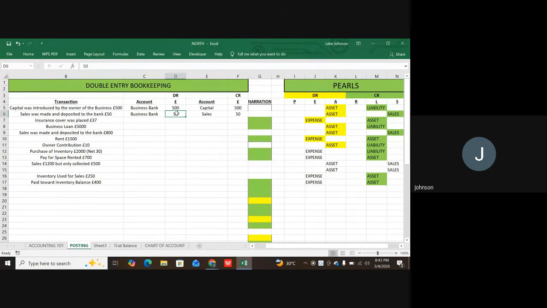So don't be confused with what happened in your bank account. Look at the cash book. The opposite of what happened in your bank is what happens in the cash book. So this is posting. This is the double entry principle. It's different from what happened in your bank. I hope that clarifies, sir.